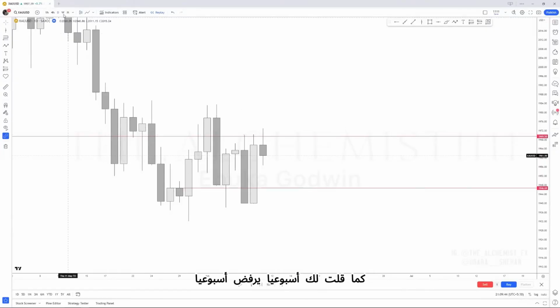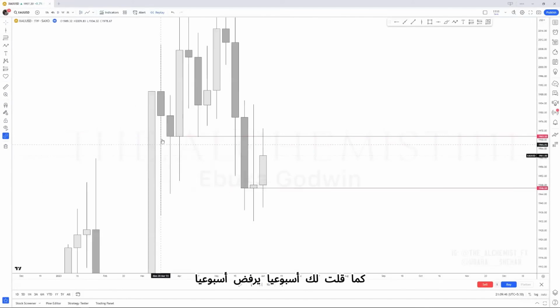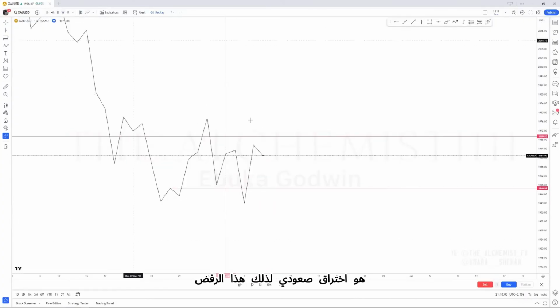Like I told you, weekly rejects a weekly. See, I told you some people can come to an argument, right? Weekly has rejected a weekly resistance as well. But which side is the daily breakout? That is the most important thing. That happened on the same week. Which side is the daily breakout? It is a bullish breakout. So this rejection does not matter.